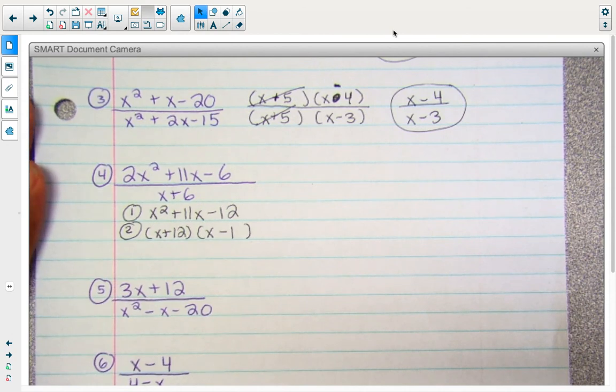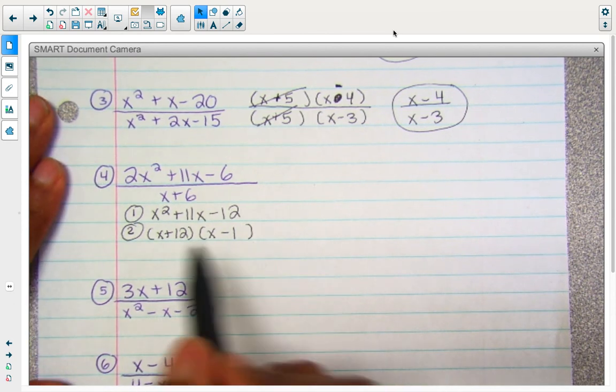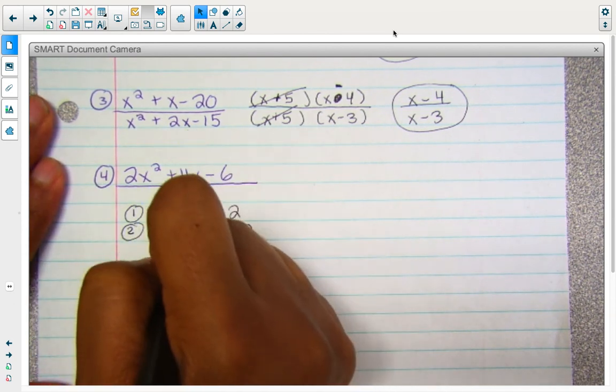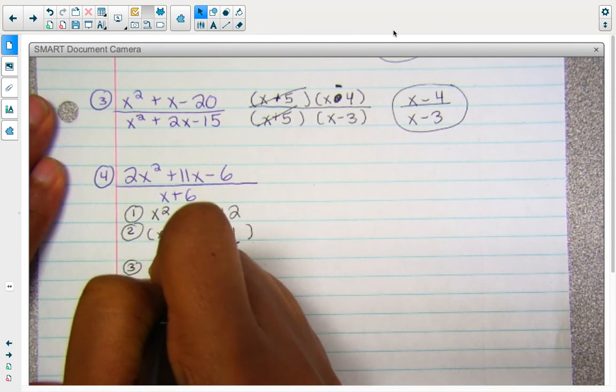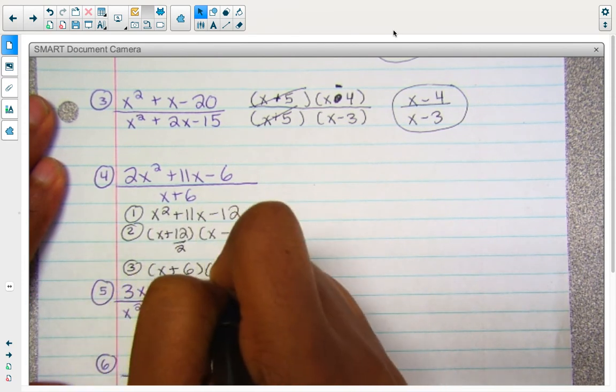Okay, step 3, divide by the first number in the problem. So I'm going to divide by 2. So now we have x plus 6 times x minus a half.